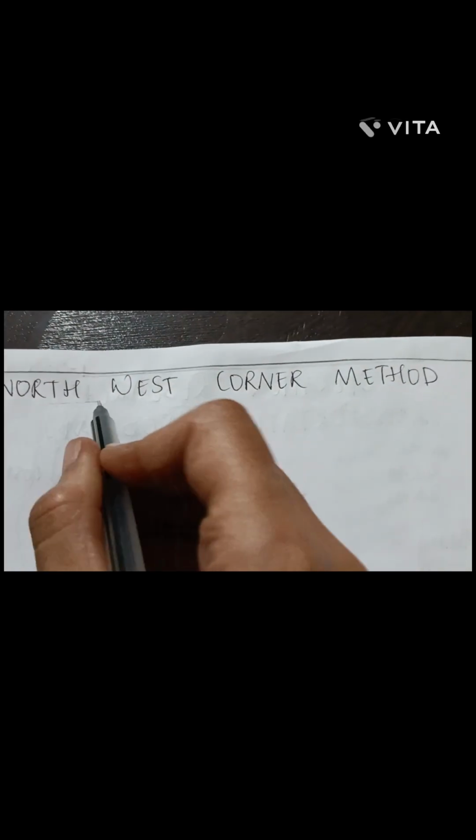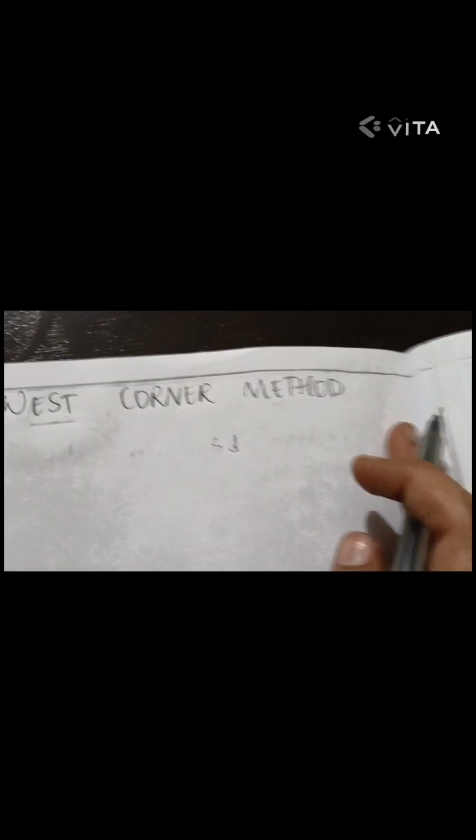The main idea of the northwest corner method is to satisfy the supply and demand one by one by moving either right or down in the table. So let us understand this with an example.